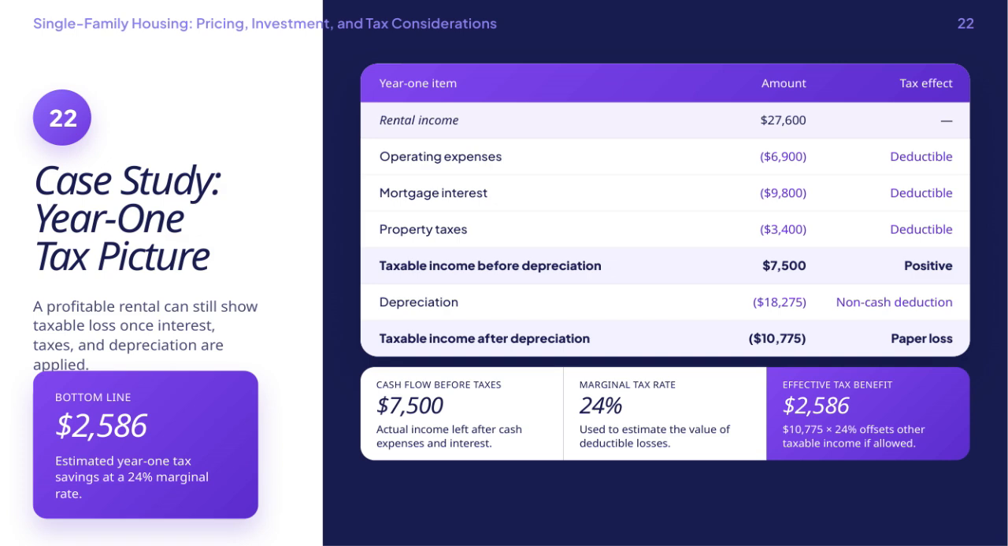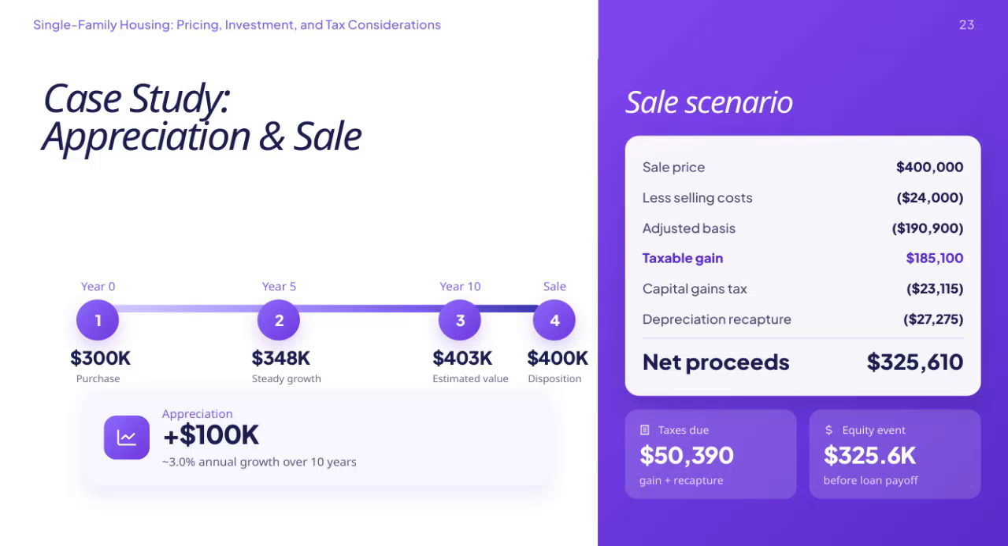It's critical to distinguish between cash flow before taxes, which is the actual income left after paying cash expenses and interest, and the taxable income, which includes these non-cash deductions like depreciation. Understanding this dynamic helps investors appreciate the tax benefits tied to rental properties, even when there's a reported loss on paper. Let's walk through this case study focusing on appreciation and sale over a 10-year period.